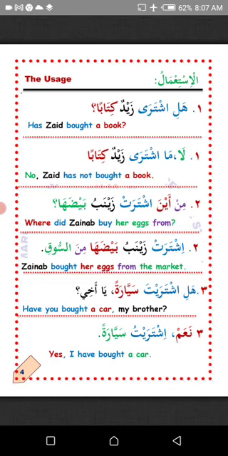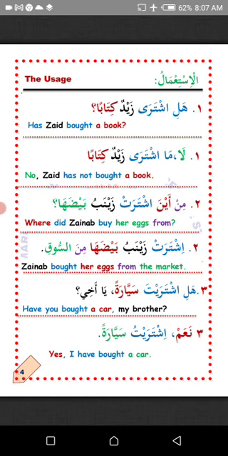من أين اشترت زينب بيضها. Don't say من أين اشترت زينب, that is wrong. Rather, you say من أين اشترت زينب بيضها. So where did Zainab buy her eggs from?